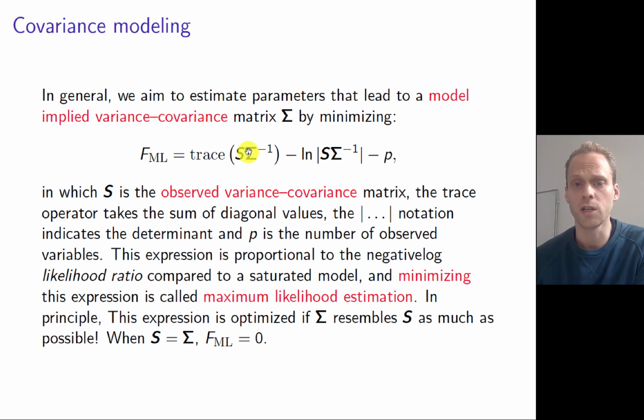If our sigma is not equal to S, we get something higher than 0. So the lower this function is, the better, because the better our sigma resembles our S. This is called maximum likelihood estimation. You might have heard of that term before.